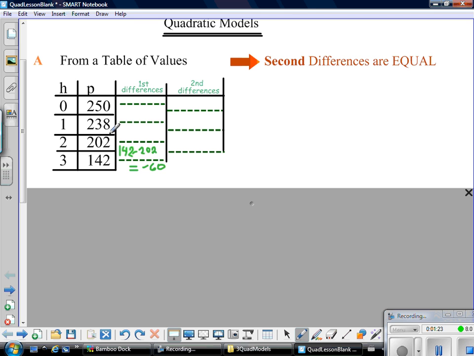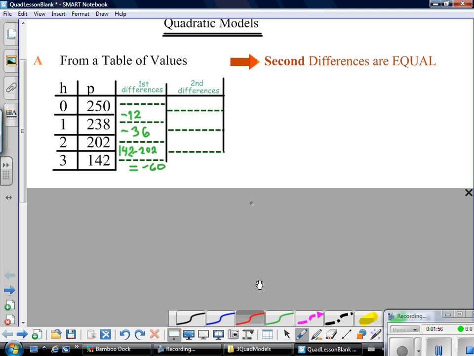If we take the next one, 202, subtract 238, again we have a negative number. However, this time it's negative 36. And our last two numbers that we're going to subtract, 238 from 250, and we end up with negative 12. I think I said that opposite, 238 take away 250. So for the first differences, as you can see, we have negative 12, negative 36, and negative 60. Obviously, those numbers aren't the same number, so therefore it is not linear.